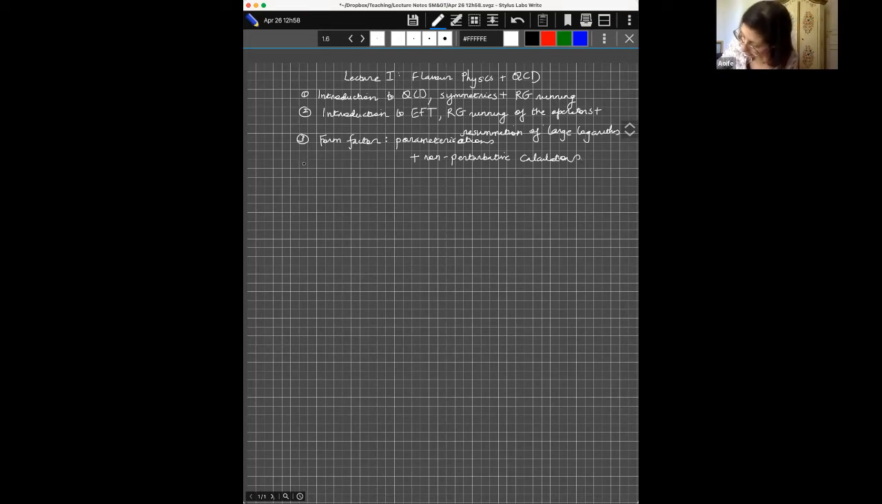And finally, another important element of flavour physics calculations is QCD factorization, which is used in exclusive processes, a way of calculating exclusive B decays, whether it's B to non-leptonic decay, so pions, kaons, whatever, or whether it's a rare decay, so B to a meson and gamma, or B to a meson and L plus L minus.